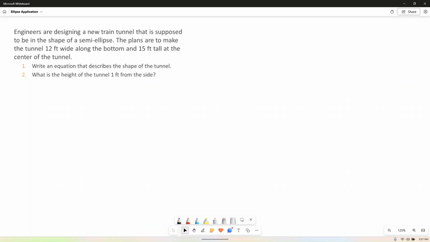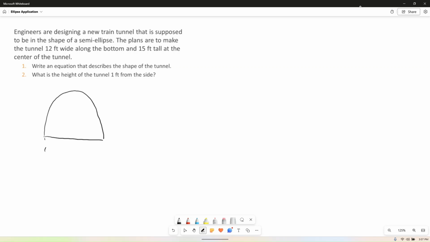So let's try to draw what this tunnel looks like. We're going to draw a horizontal line and then kind of an arch over it. Okay. Now, we could do a similar problem where this arch was a parabola, so we'd have more of a parabolic shape. In this case, it's going to be an ellipse, though. So it's half of an ellipse.